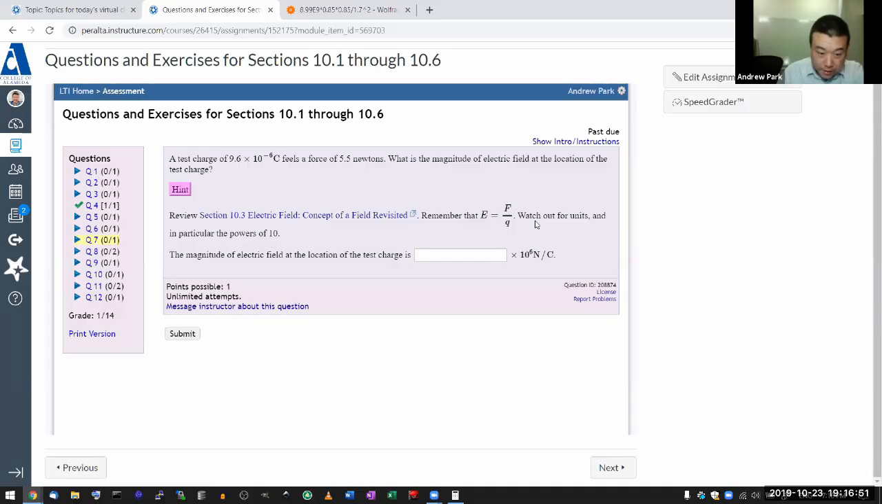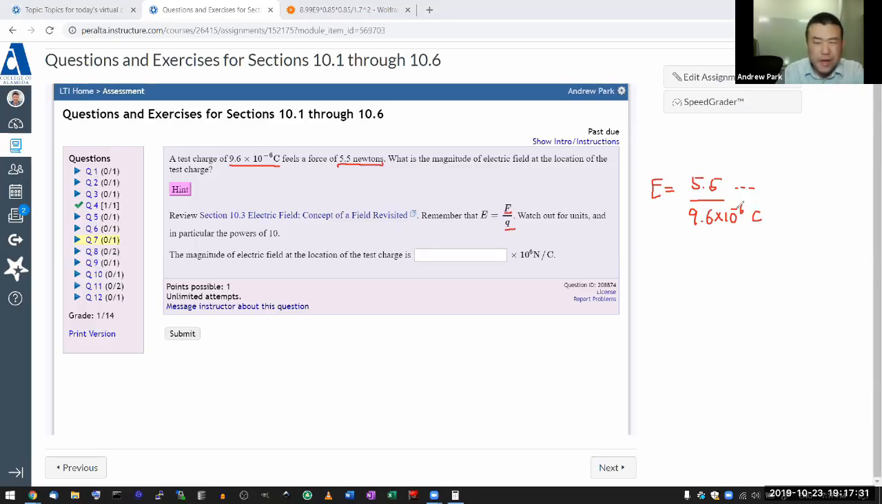So let me just double check. It looks like I have, I'm given the force of 5.5 newtons in basic SI units. I have force, I have charge, 9.6 times 10 to the minus 6, Q. All right, so I guess for electric field, I just take the ratio. So for electric field, it's just going to be equal to 5.5 newtons, that's the unit in basic SI units, divided by 9.6 times 10 to the minus 6 coulombs.